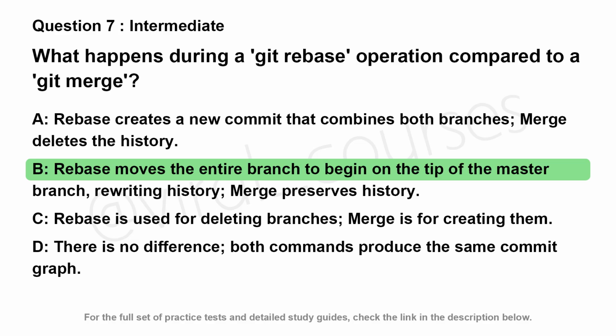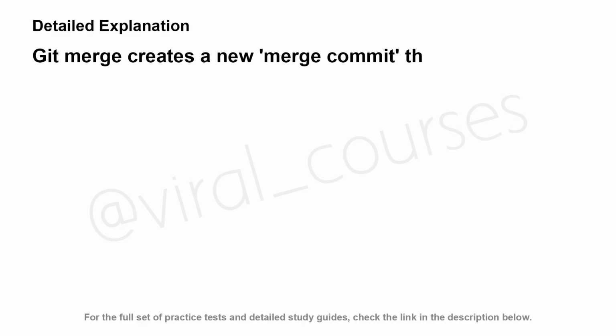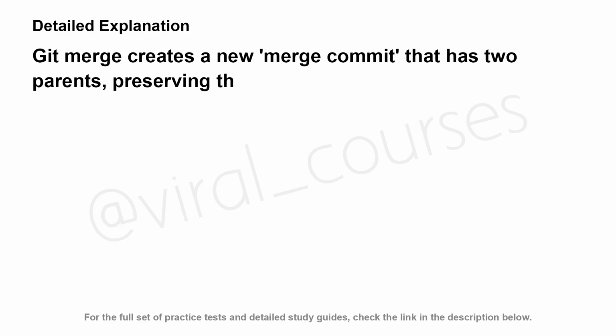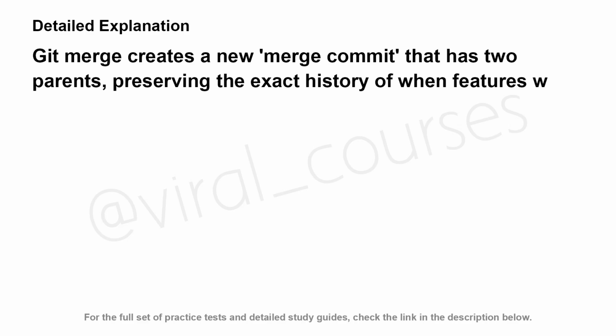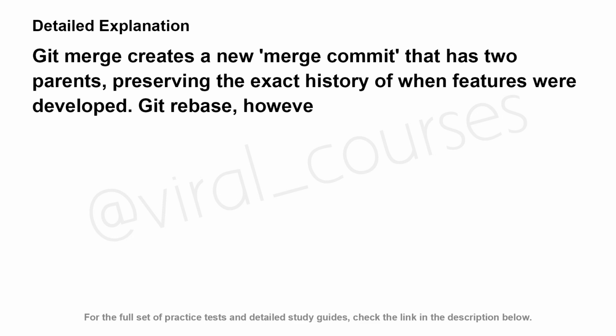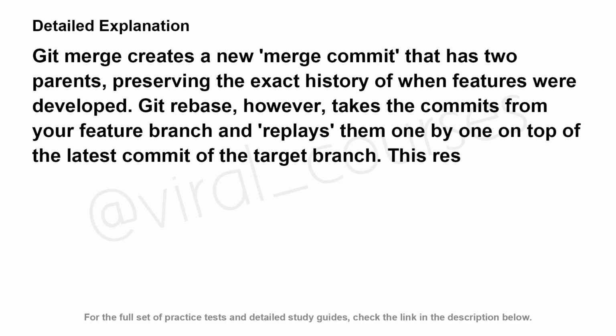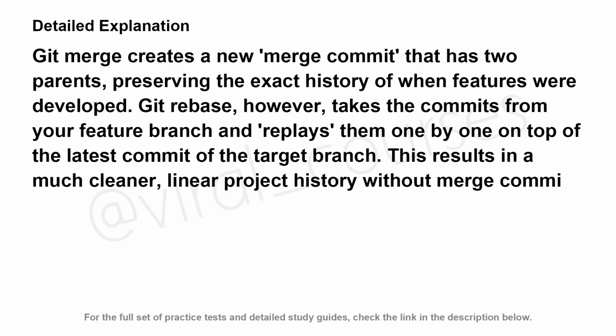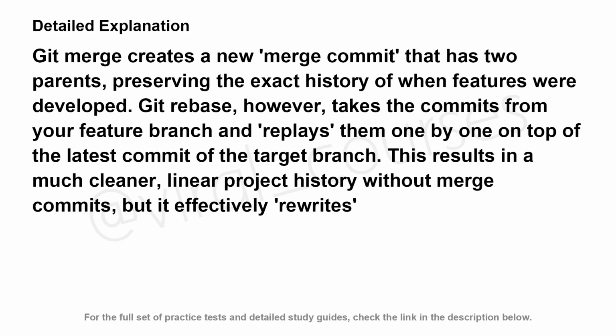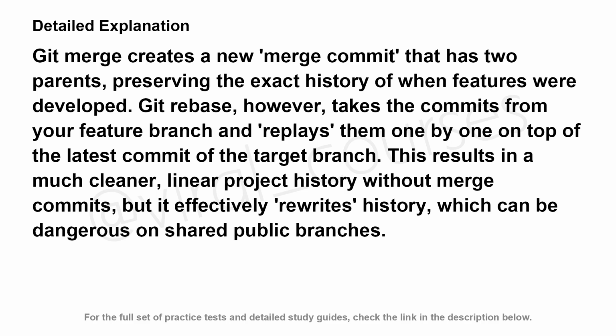The correct answer is B. Git merge creates a new merge commit that has two parents, preserving the exact history of when features were developed. Git rebase, however, takes the commits from your feature branch and replays them one by one on top of the latest commit of the target branch. This results in a much cleaner, linear project history without merge commits, but it effectively rewrites history, which can be dangerous on shared public branches.